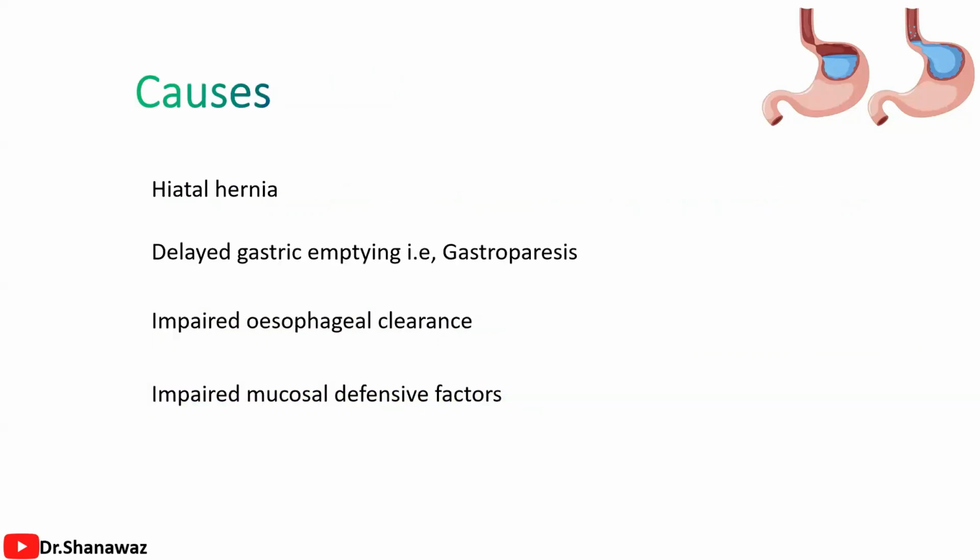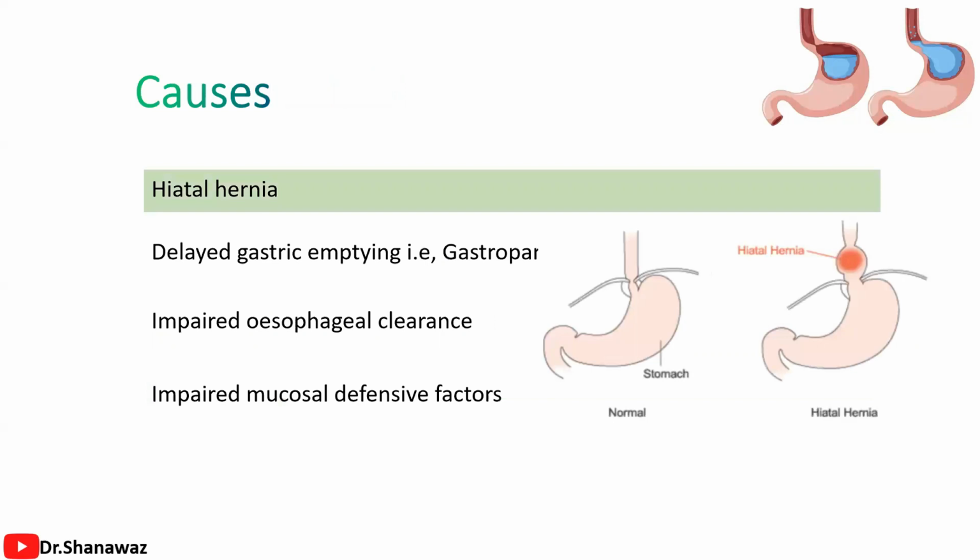And what are the causes of GERD? The most common cause is the hiatal hernia. Look at this picture. We see that in the diaphragm we have the hiatus, through which the esophagus passes, and then we see that there is bulging of the hiatus. The esophageal sphincter is damaged, or maybe there is some bulging, because of which the esophageal sphincter is not closed properly.